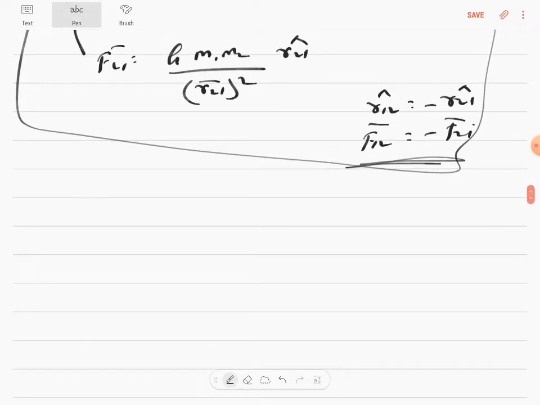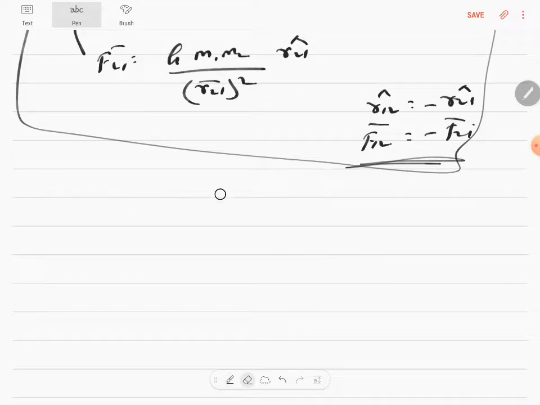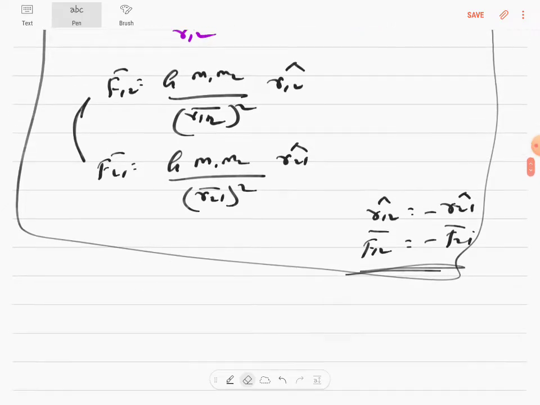Next is the principle of superposition. In the gravitational force, there is something called superposition of gravitational forces. Superposition is when a number of masses are there, not just two masses. We just dealt with two masses, right? There can be three masses and four masses. If you don't have it, then let's forget about it.